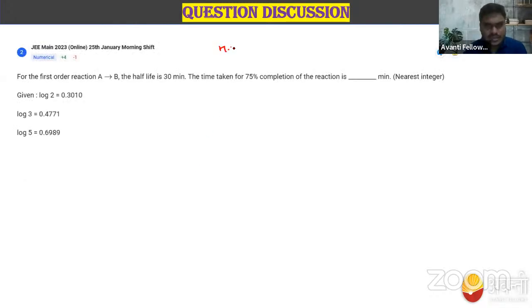This is the third homework question for all of you. For the first order reaction A to B, the half life is 30 minutes. You need to calculate the time taken for 75% of the reaction. Okay. So this is all about today's class. If you have any doubt, you can ask.